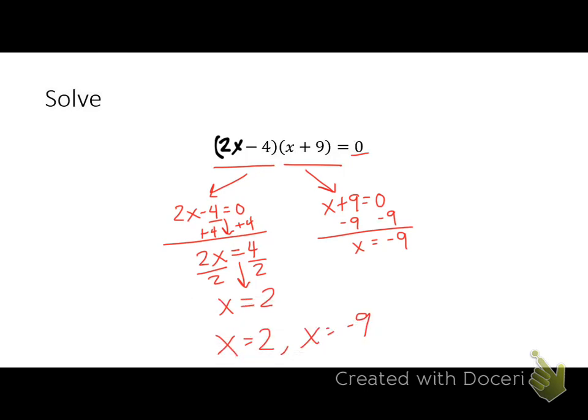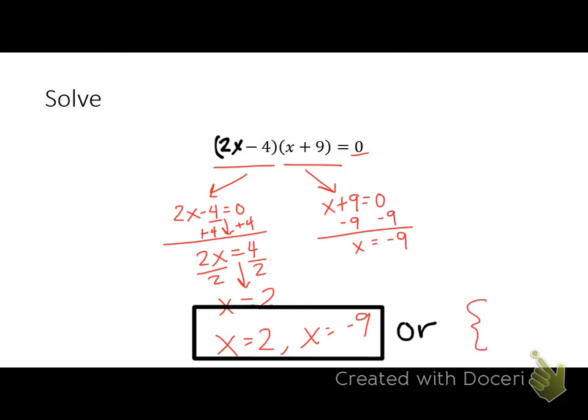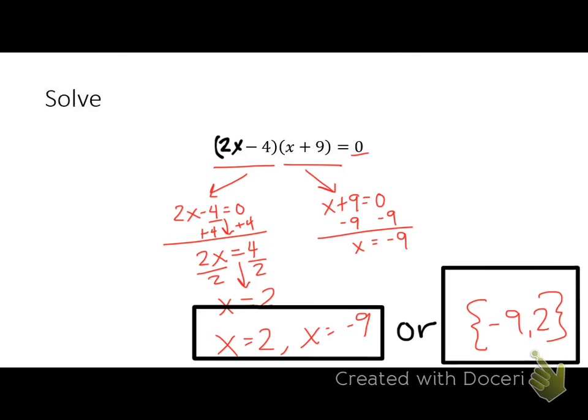Oops, it ran into my negative 9. Or you could write your answer as a set and write negative 9, 2, because we want to write the smaller number first. Those are the 2 ways that you can write your answers with these.